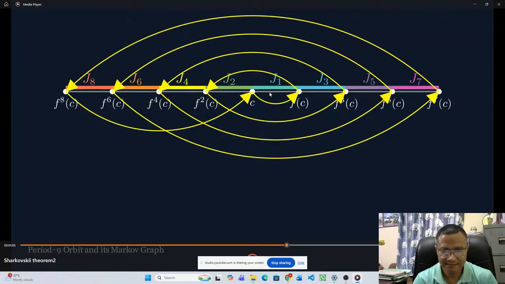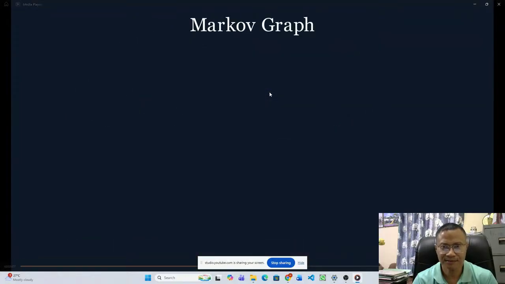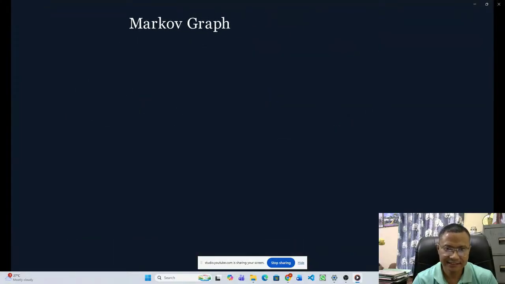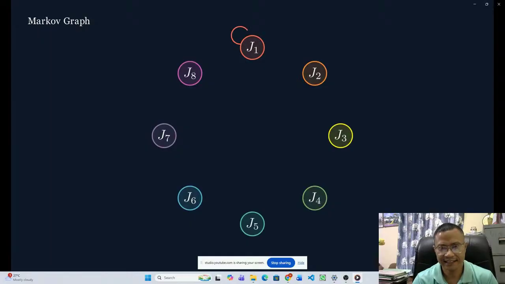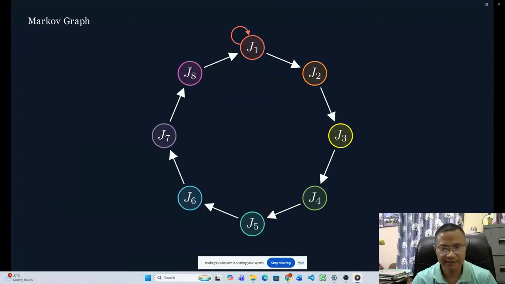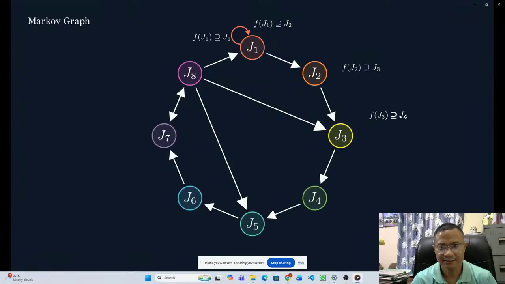That is the fundamental thing, how to draw the Markov graph. You can refer to this video again and again, and try to understand all these things: the fundamental cycle, and then how to draw the Markov graph, and then from the Markov graph, how to find a cycle of desired length. Cycle of length 8, cycle of length 10. Those things we have explained.